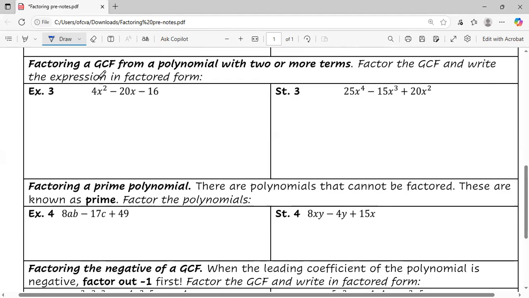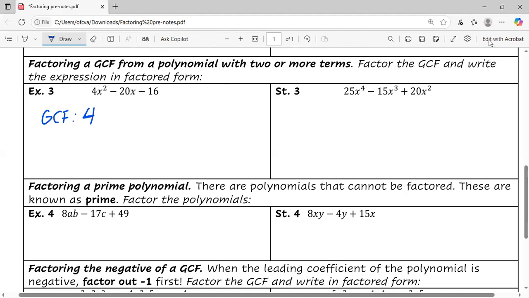So for this one, check the numbers. 4x to the second minus 20x minus 16. 4, 20, and 16. The biggest number by which all of those can be divided is the number 4. So we're going to take out a 4. So far the GCF is 4. Notice that the first and the second term have x, but the last one doesn't. So we can't really take out the variable. So your GCF for this one is only 4. You can't really take any variables out.